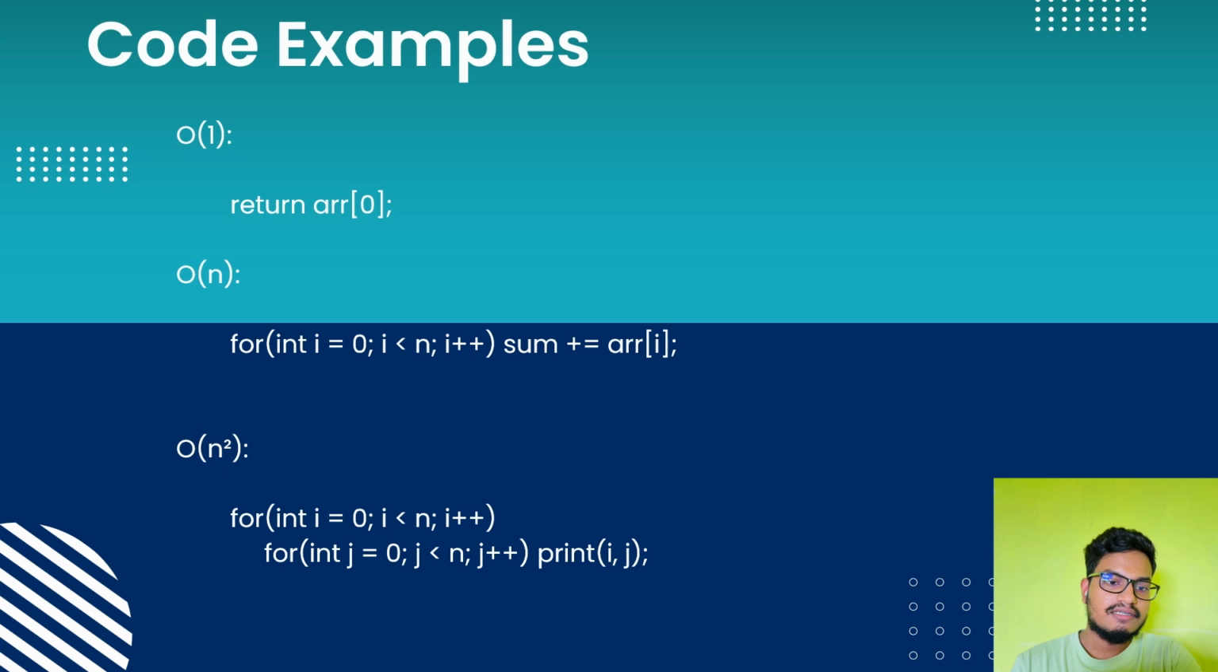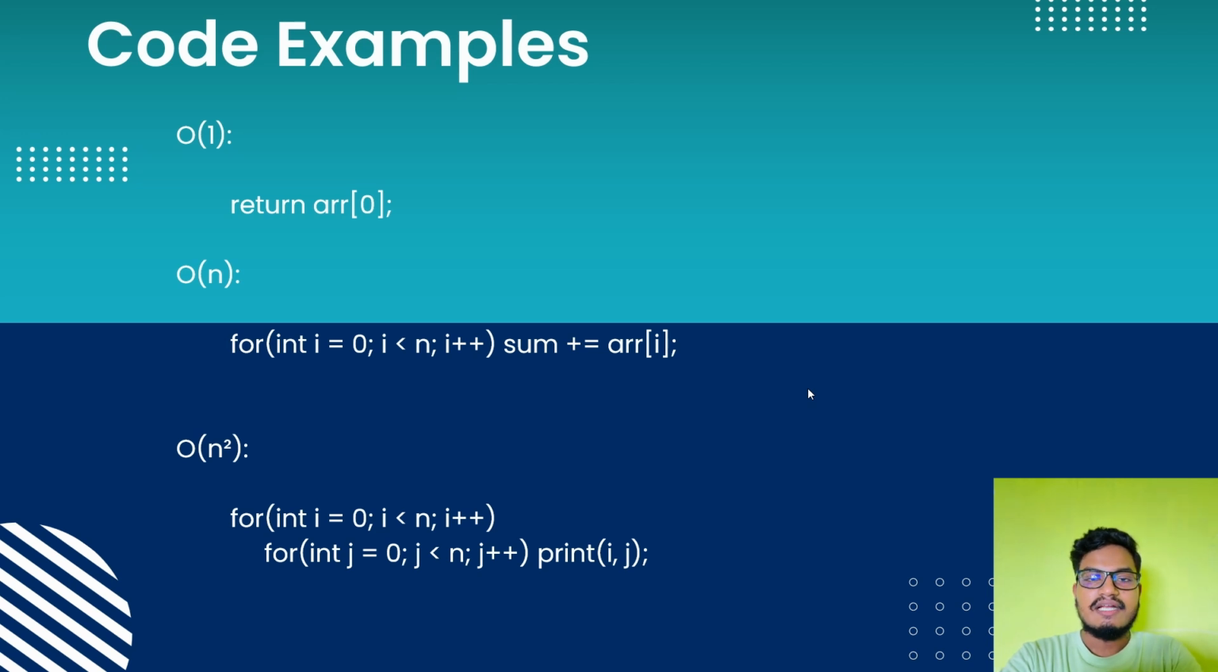O of n squared. For loop int i equals 0, i smaller than n, i plus plus. For loop int j equals 0, j smaller than n, j plus plus. Print i and j. This is a nested loop and performance drops fast. For example, if n equals 1000, you are doing a million operations. These are just a few examples, but the principles stay the same. Fewer operations equal faster code.